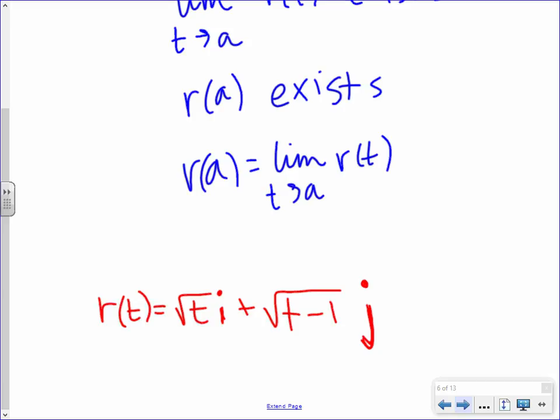Okay, I would like you and your neighbor to talk about where this function is continuous. Where is this function continuous? You may have to speak to each other to do that.